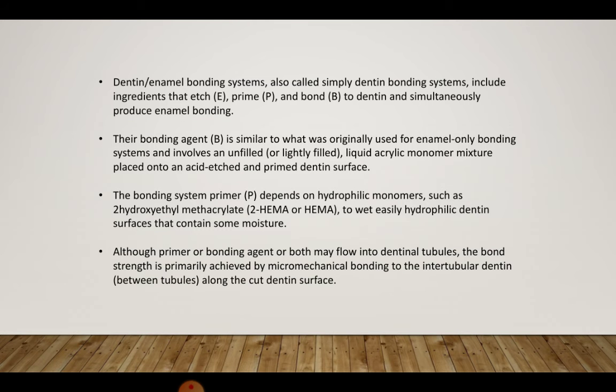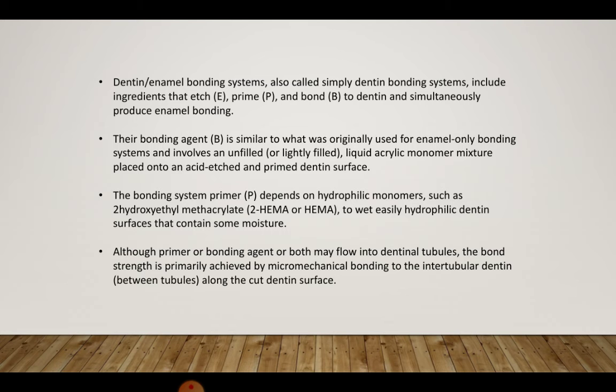Now, these bonding systems, also called simply dentine bonding systems, include ingredients that etch, prime and bond to dentine and simultaneously produce enamel bonding. That means the dentine oblique enamel bonding systems, which are also called dentine bonding systems, they simultaneously bond enamel and dentine.